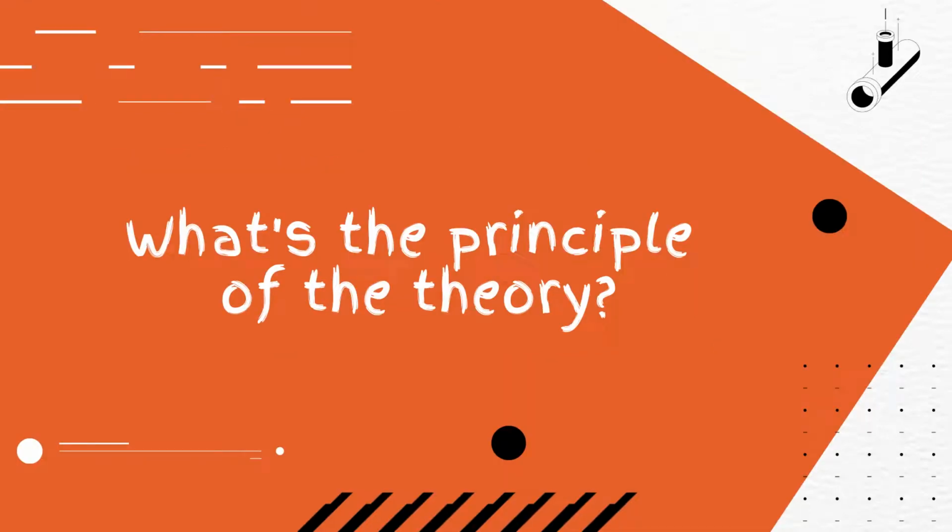So what's the principle of this particular theory? Language acquisition is developed through the interaction of an individual and their environment, the people within it. Language acquisition is thought of as similar to and affected by the acquisition of the other cognitive skills rather than separate from other cognitive functions.